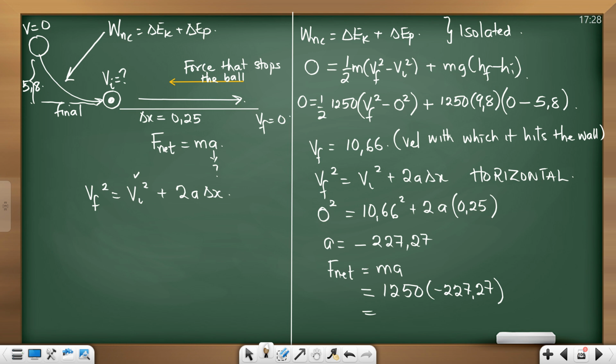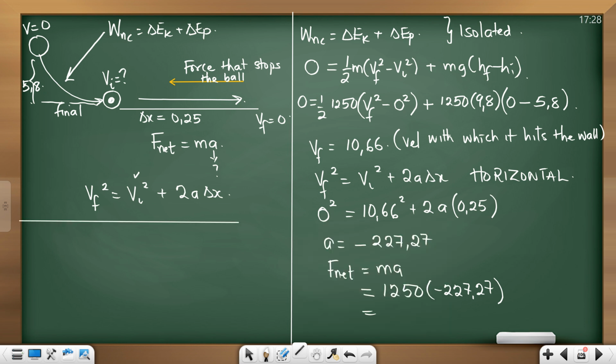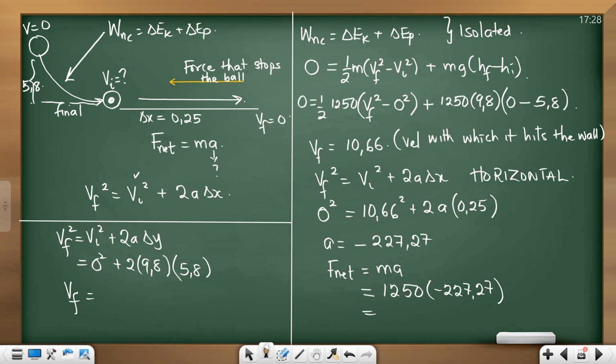If I didn't use energy principles at all and I just use equations of motion, because I can do this with equations of motion. Let me tell you which one will be wrong. Look at this. This one now will be marked wrong. The first part. VF squared equals VI squared plus 2A delta Y. Object starts from that. It's a free fall. And that is 5,8. Please get me an answer here for VF.